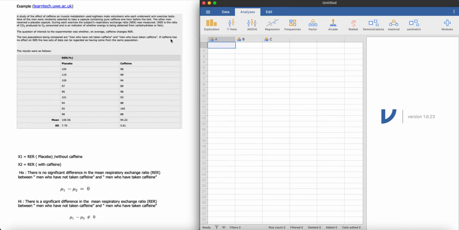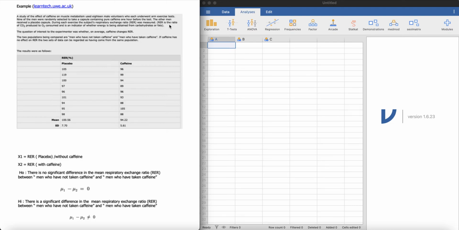So you can see here on the left side of the screen one example. I'm just going to read it once. A study of the effect of caffeine on muscle metabolism used 18 male volunteers who each underwent arm exercise tests. 9 of the men were randomly selected to take a capsule containing pure caffeine 1 hour before the test, and the other men received a placebo capsule. During each exercise, the subject's respiratory exchange ratio, which is the RER, was measured.